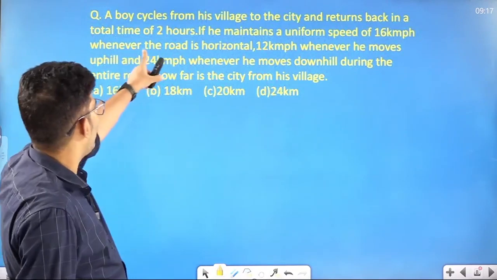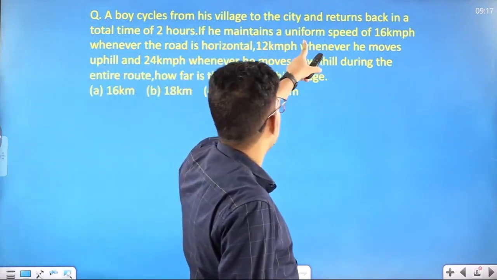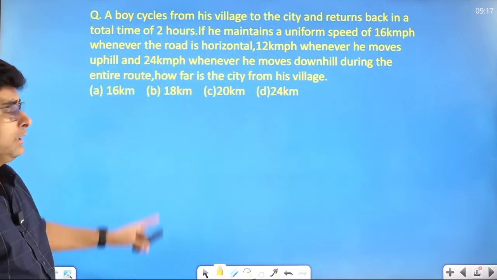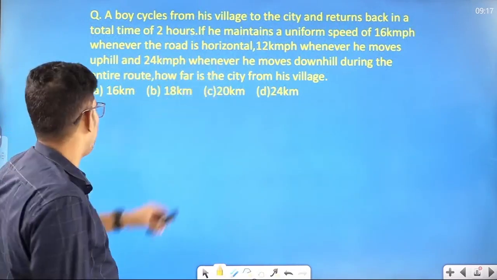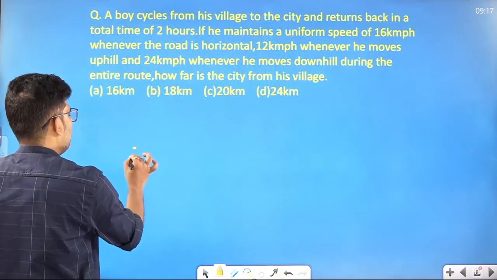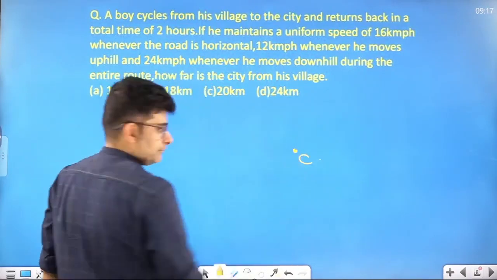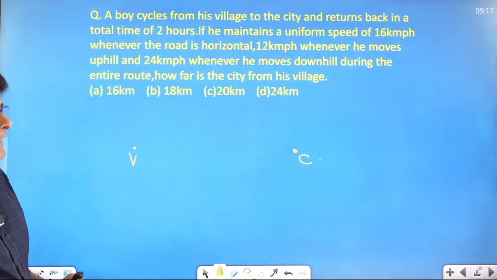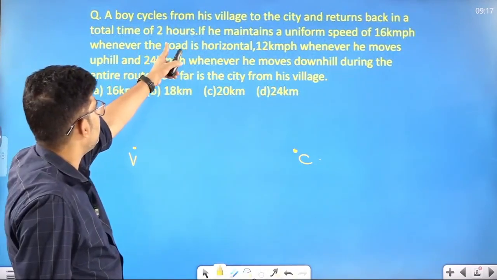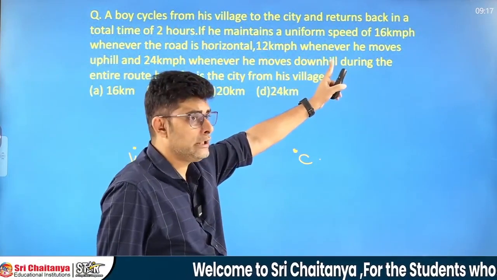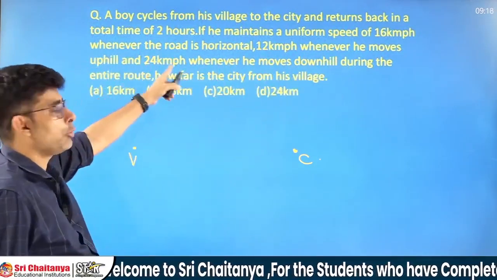Next question is, a boy cycles from his village to the city and returns back in a total time of 2 hours. Now he is going from village to city. So suppose here it is his village and here we have the city. But what they are saying is the total time he takes is 2 hours. Now he maintains a uniform speed of 16 km per hour whenever the road is horizontal.